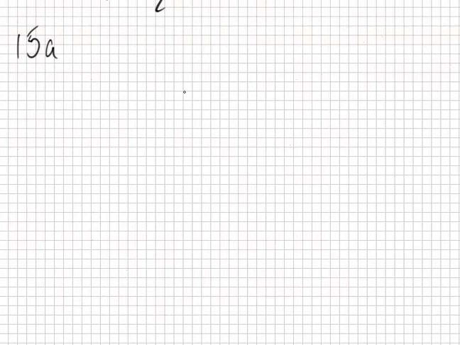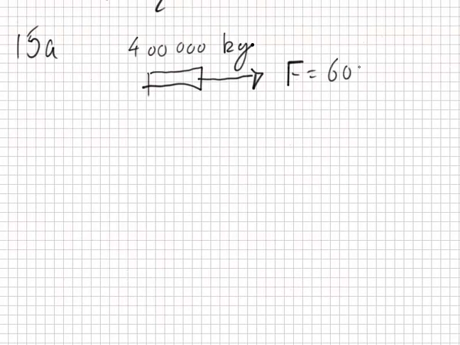you have your aircraft, that's a plane, and its mass is 400 tons. So that's it there. And the force is 600,000 newtons. And the question is, what's the A?